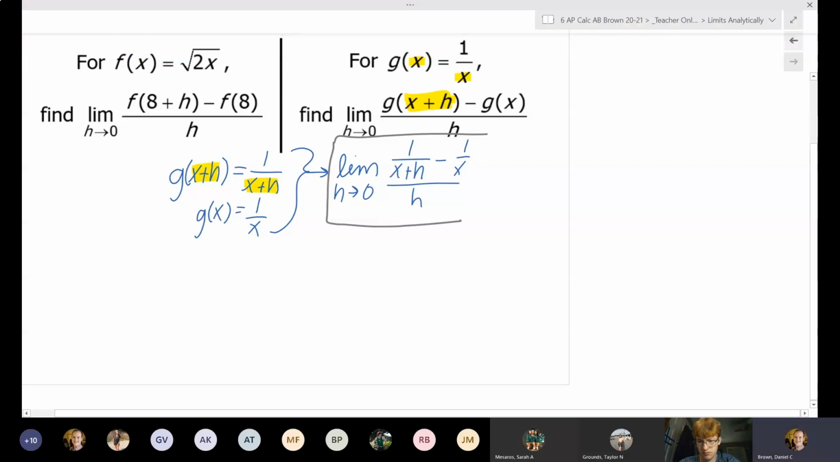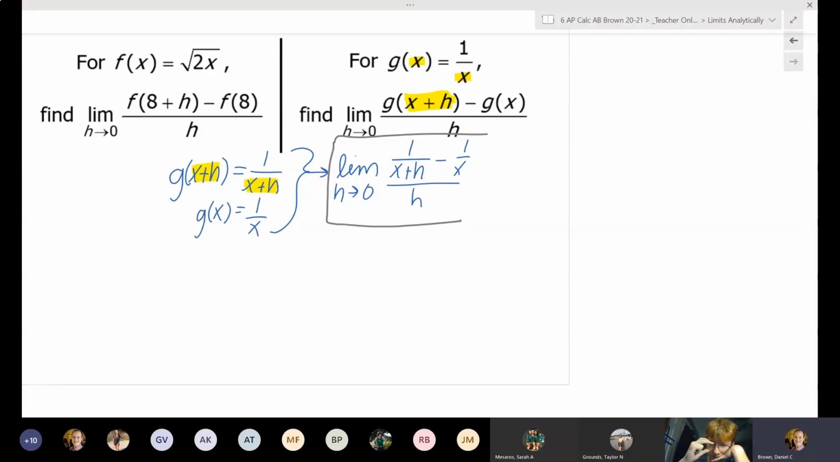G of x is just the function 1 over x. So the limit, when I write that out, I have 1 over x plus h minus 1 over x all over h, and we're taking this limit as h goes to 0. Questions on how I set that one up? No. All right, so solving it, plug in 0 for h, and we end up with like 1 over x minus 1 over x, which is 0, all over 0.